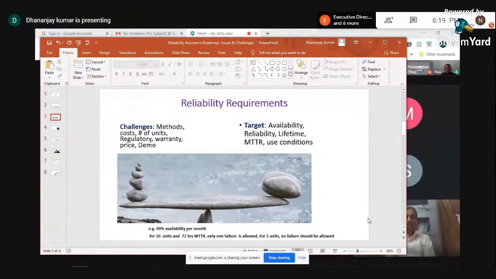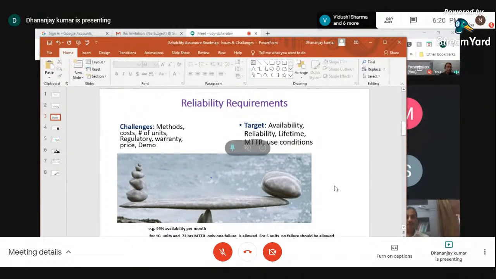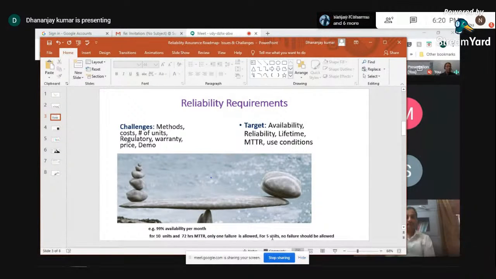Just as a small example, we have in Europe some police helicopters, and they want 99% availability. They're spread around the country. But they will not tell us how many units they will buy. So if they buy 10 units, I can have 72 hours to repair those. If they just buy 5 units, it means I don't have any time to repair. So I have to build reliability into the system. So those are a lot of negotiations. You have to go back to the customer to get clarification on exactly how I'm trying to meet my requirements.